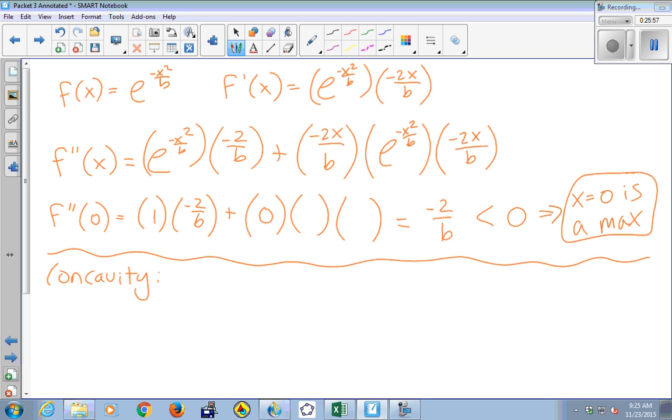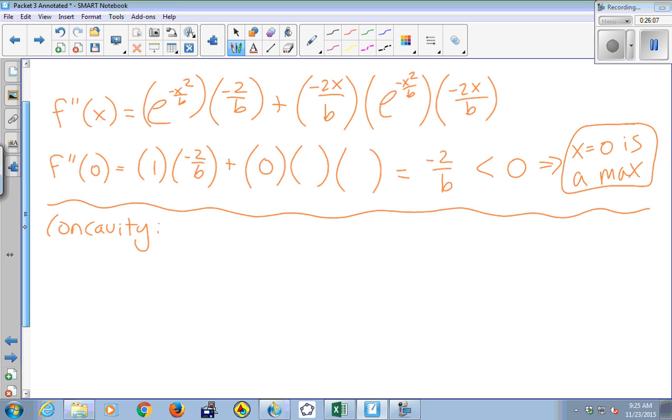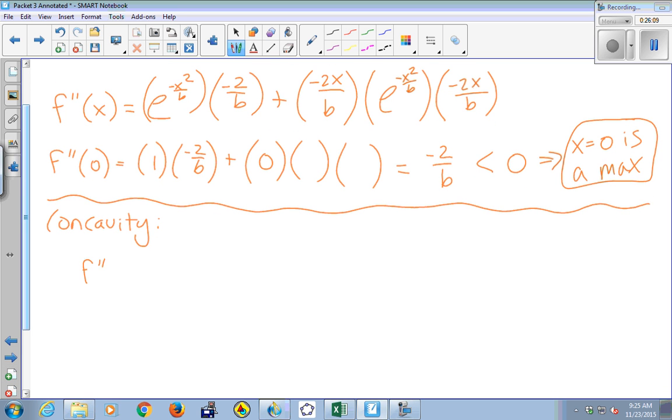Okay, so concavity. I can find changes in concavity when the second derivative equals 0. So that's what I'm going to look for. I want to set f double prime equal to 0. So f double prime is this whole thing.